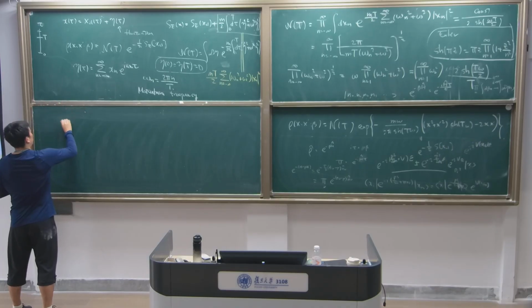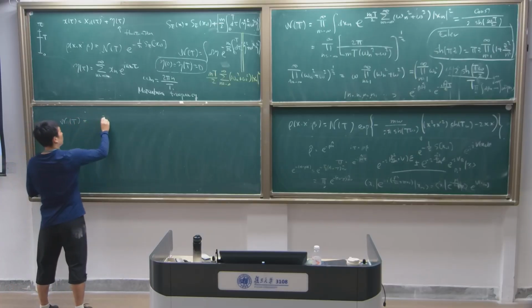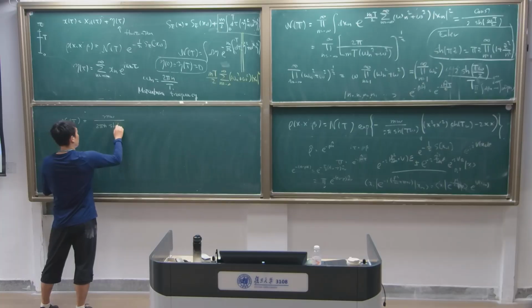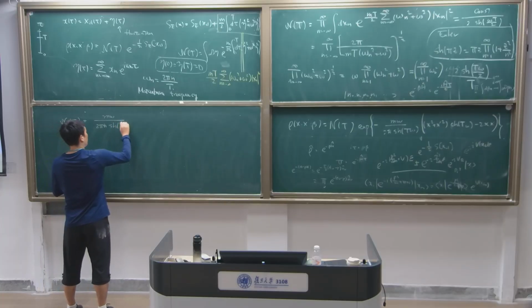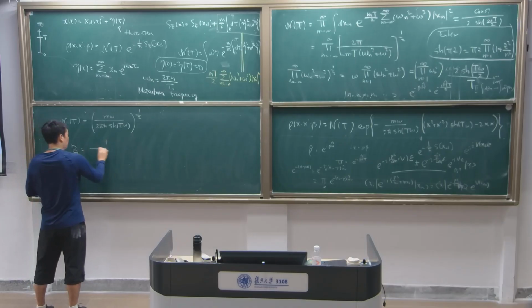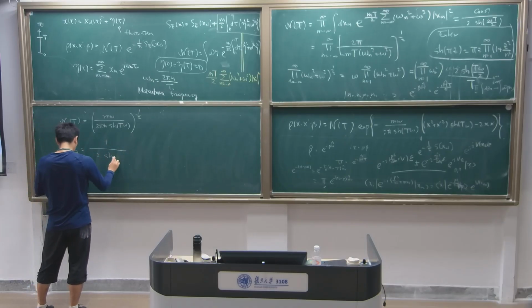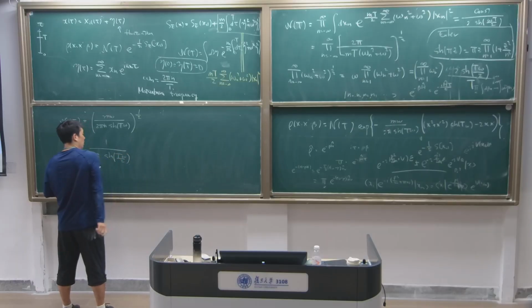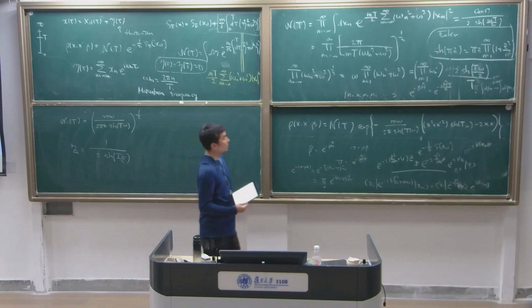In my lecture notes, N of T is written as m omega divided by 2 pi h bar sinh omega T to the power of 1/2. And the addition function is whatever, e to the sinh omega over T. So this is compatible with what I did here.